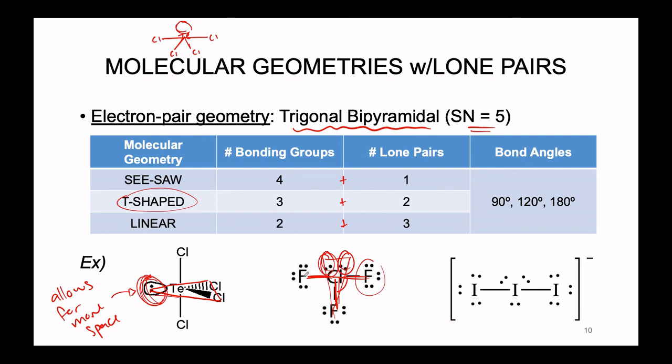We have this really nice 180-degree separation here and a 90-degree separation here. This gives us a really nice T.